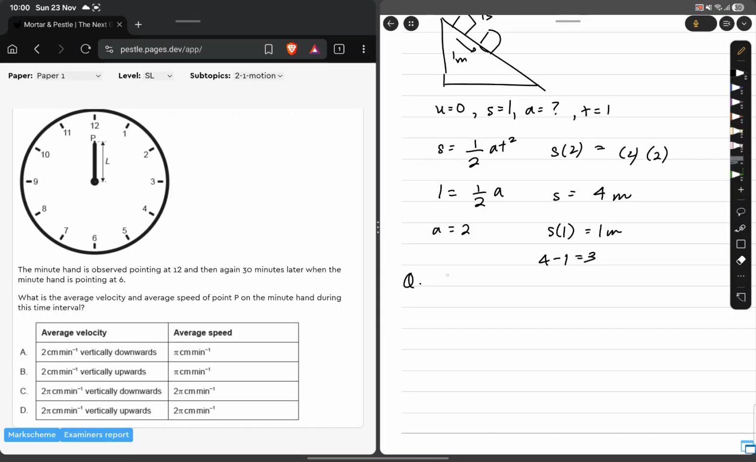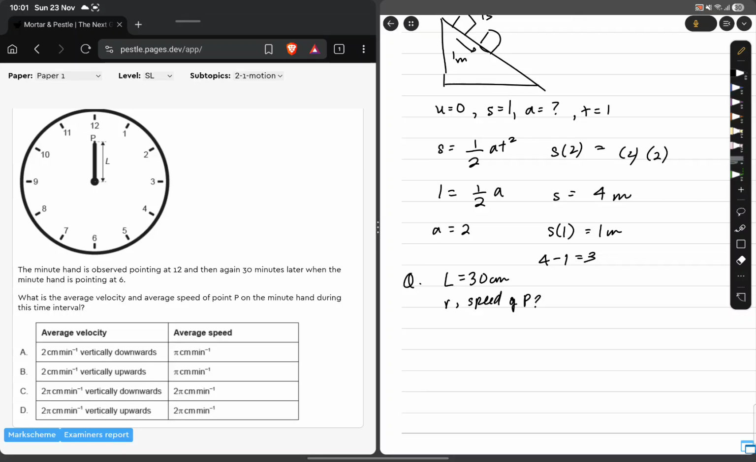We are given that the clock's minute hand has a length of 30 centimeters, and that it starts at 12 and then it goes to 6. We need to find the average velocity and the average speed of point P, which is the tip of the minute hand, during this 30-minute interval. So how do we do that?